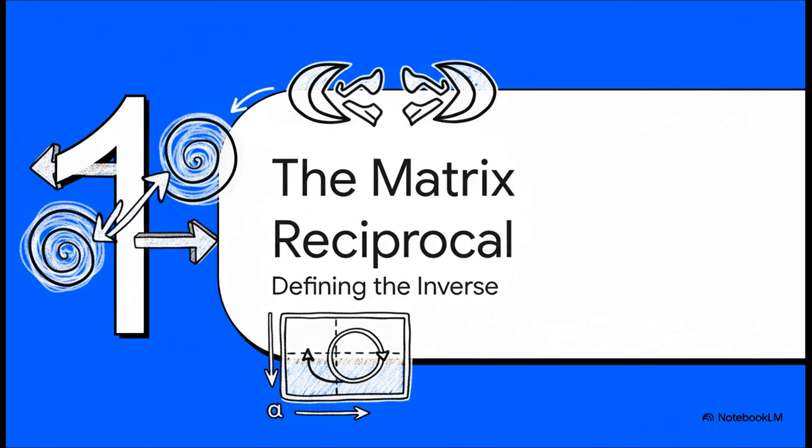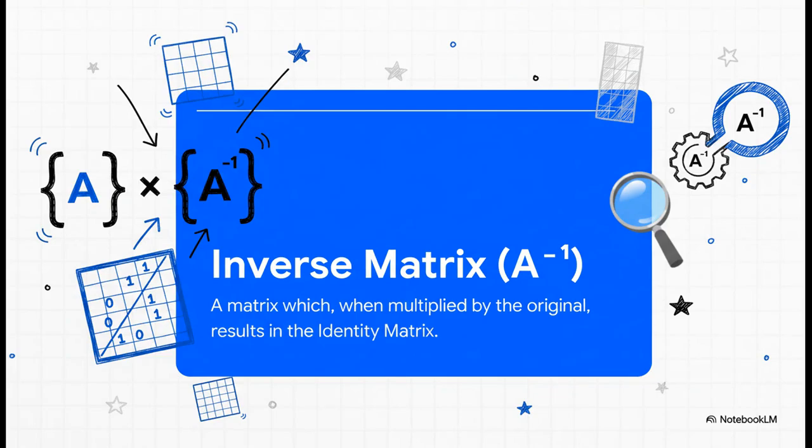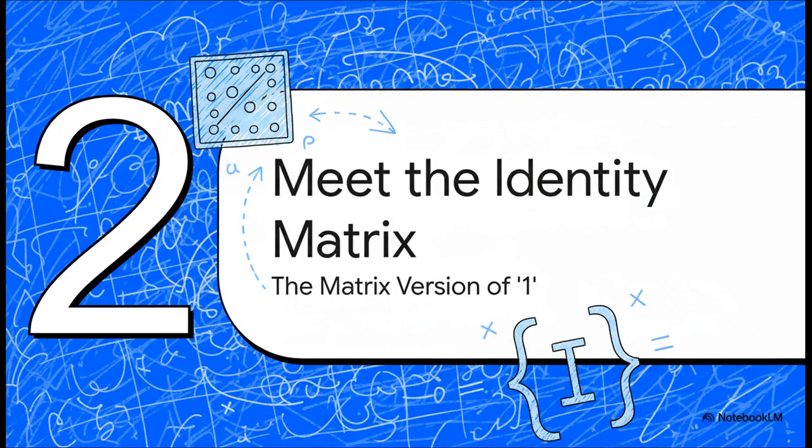And you'll see it's a perfect parallel to those numbers we were just talking about. So this thing is called the inverse matrix. You'll see it written with a little superscript -1, kind of like an exponent. And the idea is super simple. When you multiply a matrix, let's call it A, by its inverse, you get the matrix version of the number 1.